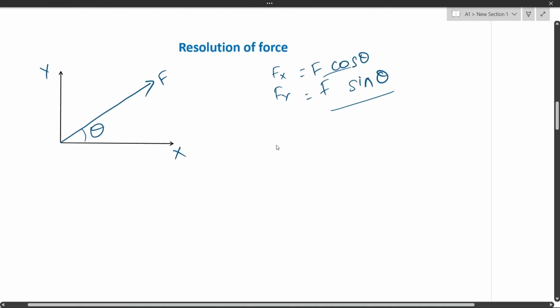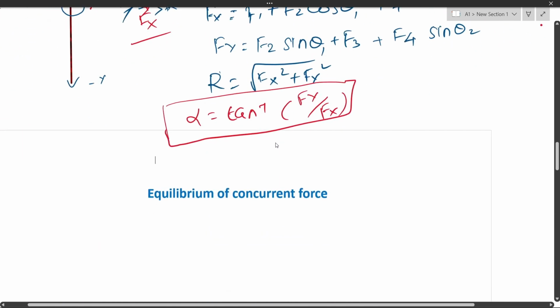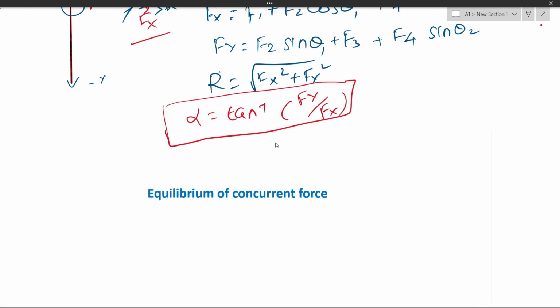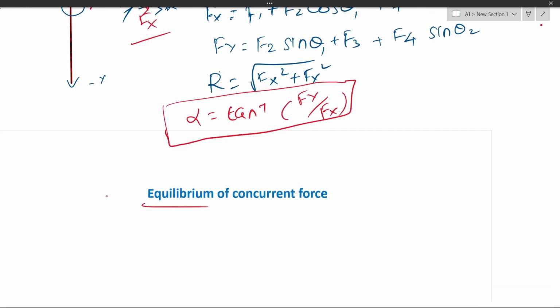For that, the resolution of force is very important. Then, equilibrium of concurrent forces. If an object has multiple concurrent forces acting on it, the equilibrium condition is that the summation of Fx is equal to 0 and the summation of Fy is equal to 0. In concurrent forces there won't be any moment created. What is moment, we will discuss later. But in concurrent forces, these two are the important things.